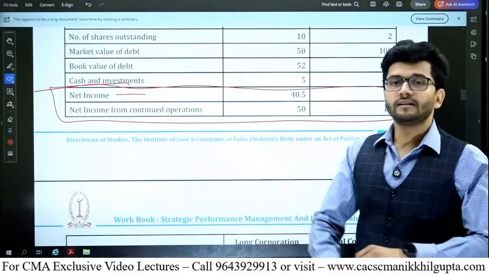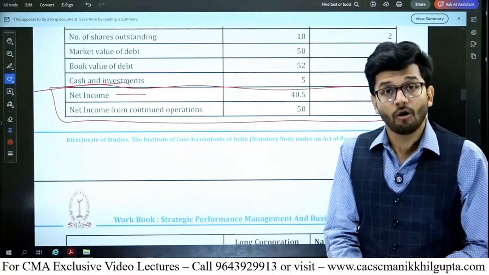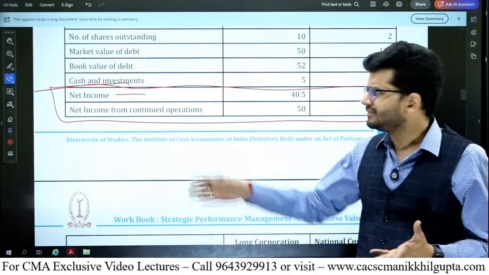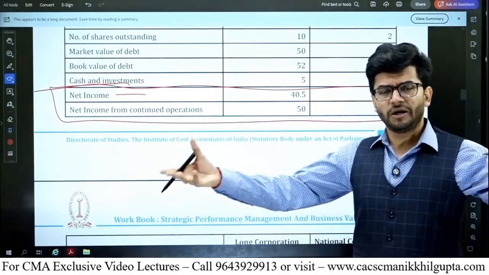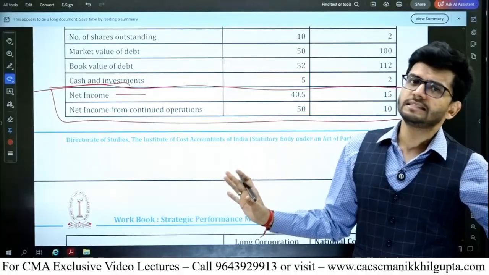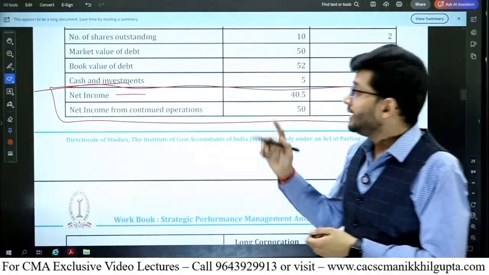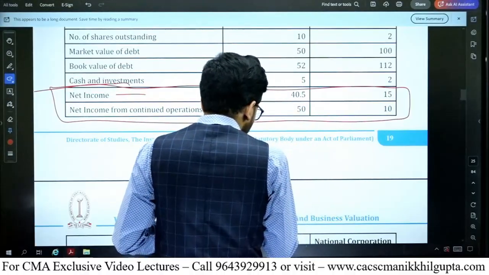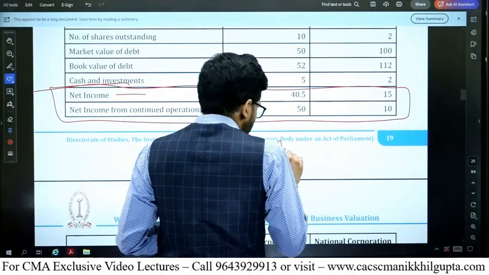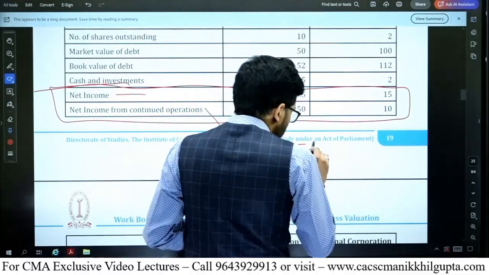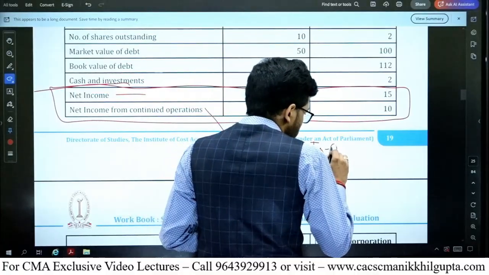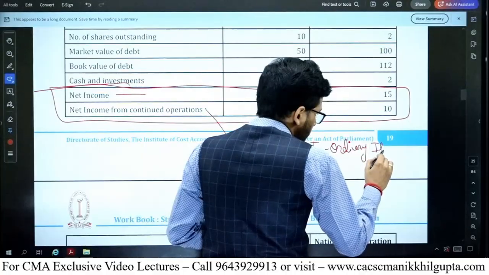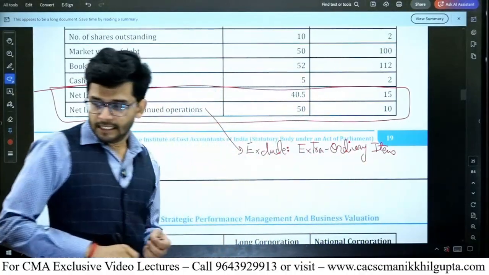Now what is net income and what is net income from continued operations? These are the 2 terminologies given in the question, which are the point of confusion. Otherwise the question is very straightforward. EV is required to be calculated, EBITDA is required to be calculated, that's it. Now the difference is that income from continued operations would exclude all the extraordinary items, the items which are not going to recur in future, either income or expense. Extraordinary items are required to be excluded.